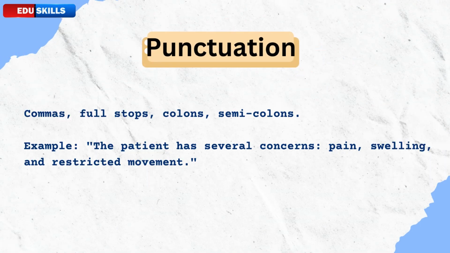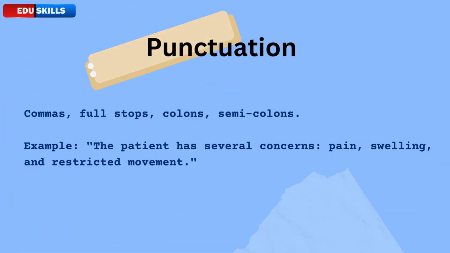Proper punctuation is essential for clarity. Commas separate items in a list, introduce clauses, or set off non-essential information. Full stops, or periods, indicate the end of a sentence. Colons introduce lists or explanations, like the patient has several concerns: pain, swelling, and restricted movement. Semicolons link closely related independent clauses, such as the patient has been on medication for 3 months; however, there has been no significant improvement. Mastering punctuation will make your writing clear and professional.